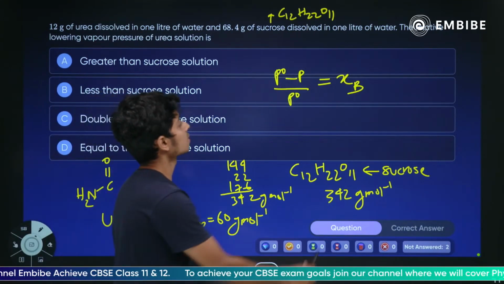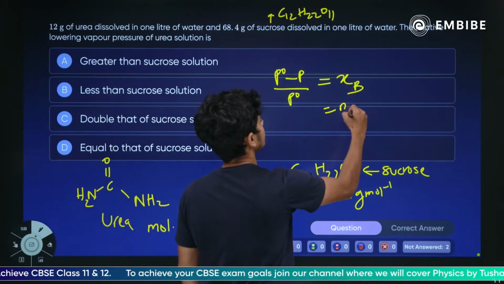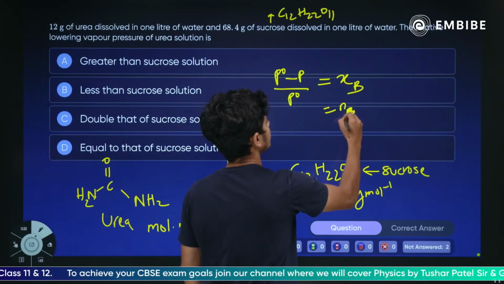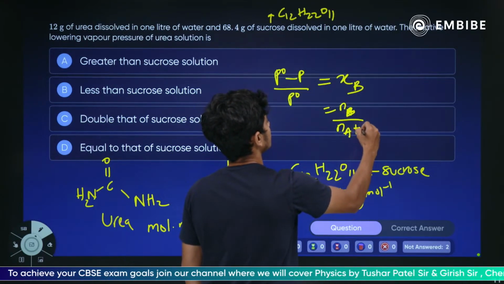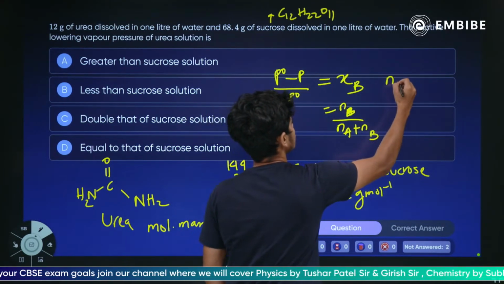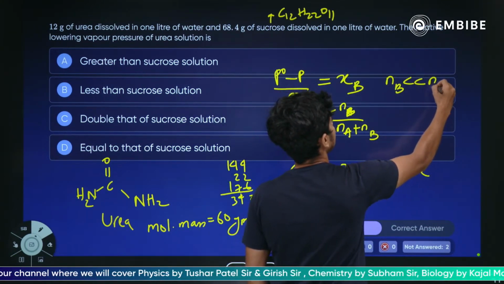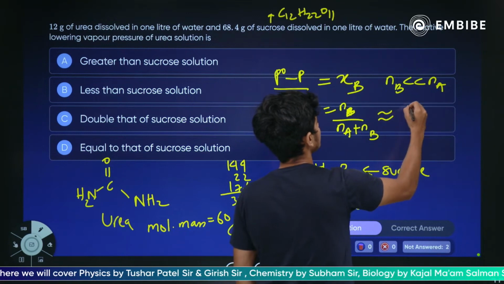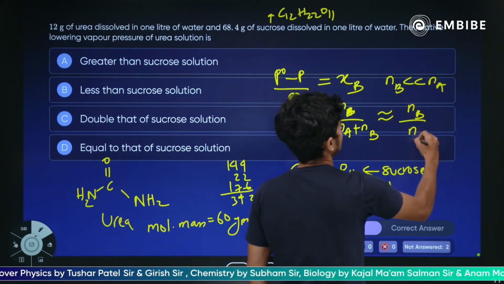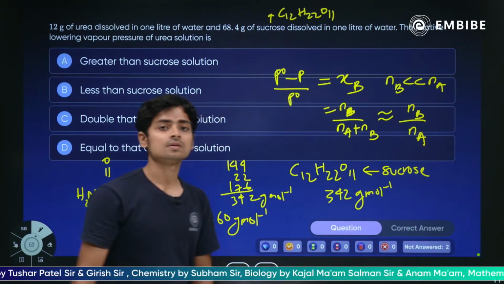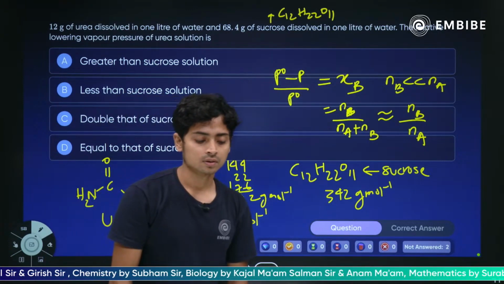Also this one, you can write as Na plus Nb divided by Na plus Nb. If it's a very dilute solution, if Nb is very much less than Na, you can convert it approximately to Nb by Na. You can remove the B also from the denominator.